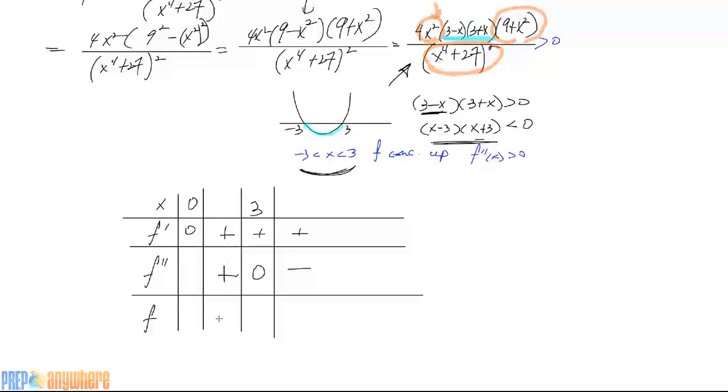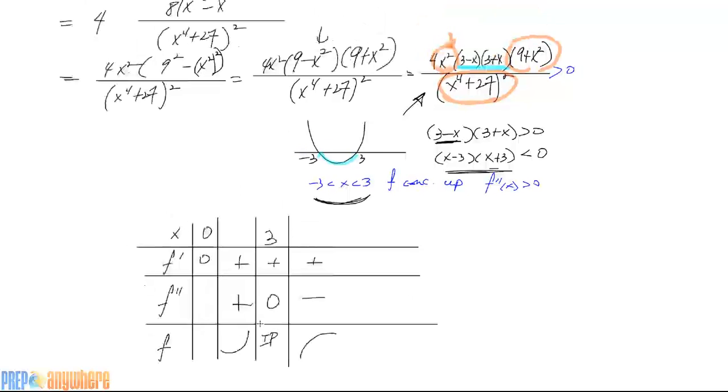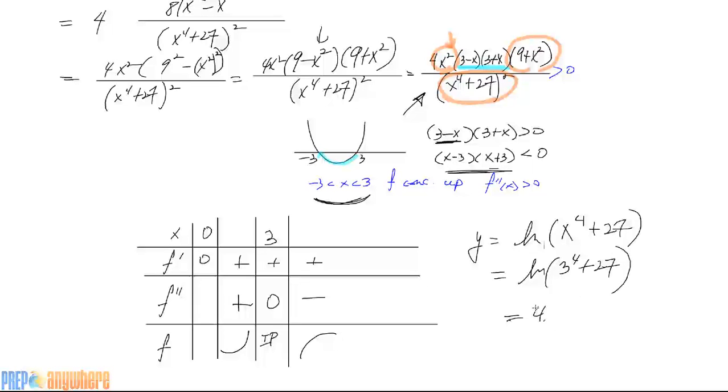So this means it's doing this. It's going up and concaving up. So it's doing that. And here, it's going up, but it's concaving down. So it looks like that. So this is an inflection point. So we need to find out what this value is. In the original function, it was ln of, what was it? x to the power of 4 plus 27. So we gotta plug in the calculator: 3 to the power of 4 plus 27. Okay, this is 4.7.